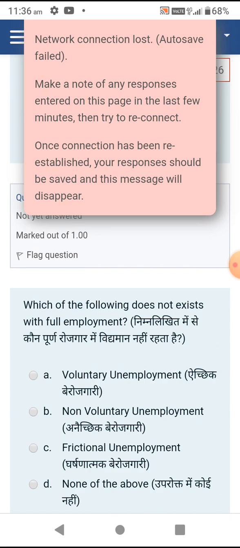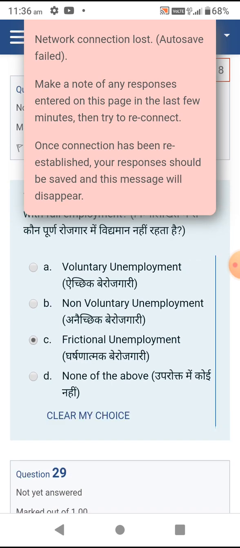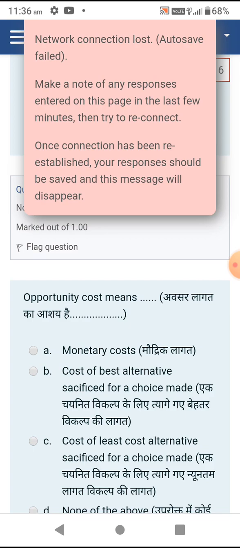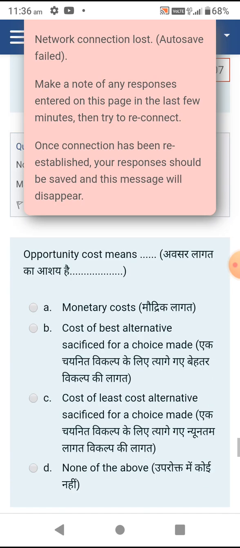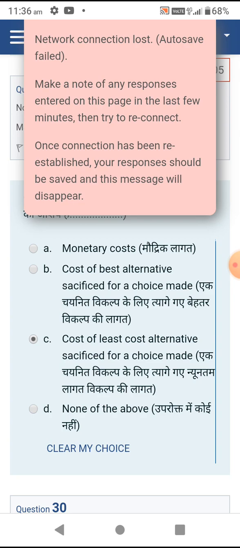Which of the following does not exist with full employment? Voluntary unemployment, non-voluntary unemployment, frictional unemployment, or none of the above. Opportunity cost means monetary cost, cost of best alternative sacrificed for a choice made, cost of least cost alternative sacrificed for a choice made, none of the above.